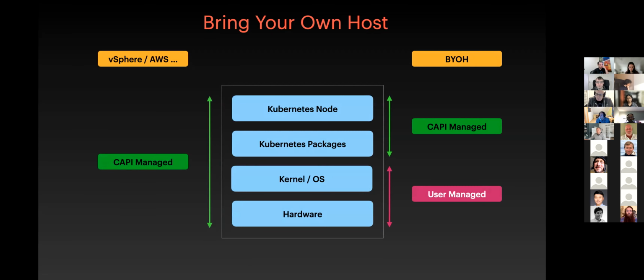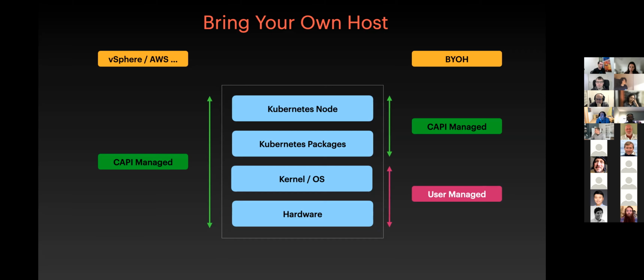And what the BYOH provider and the CAPI controllers do here is installing relevant Kubernetes binaries. And then we also use the kubeadm bootstrap provider. So we use kubeadm to bootstrap the Kubernetes node. So this is the basic difference between the rest of the providers and BYOH, that we are taking care of only the top two layers in this diagram.